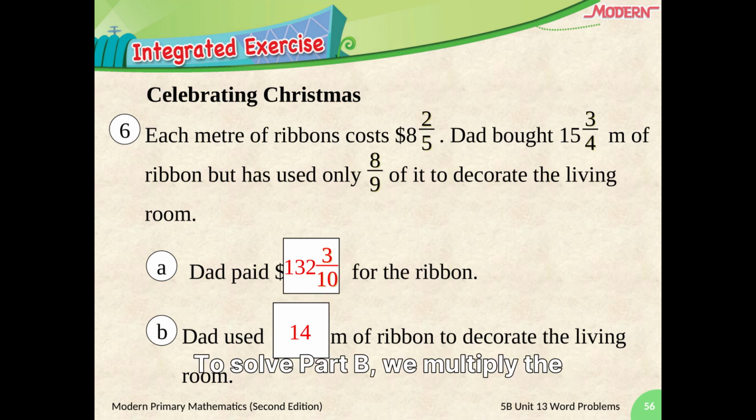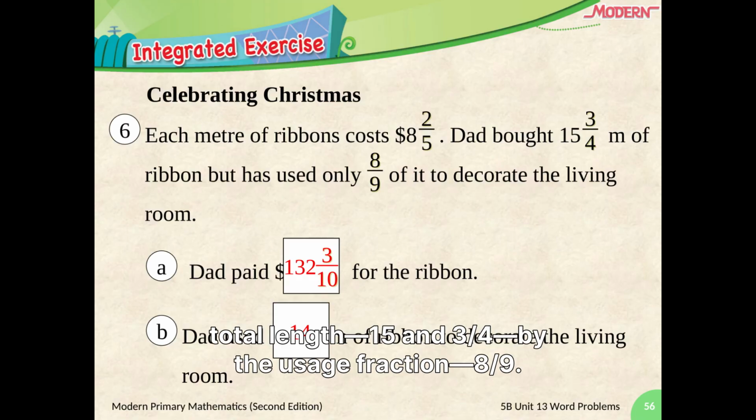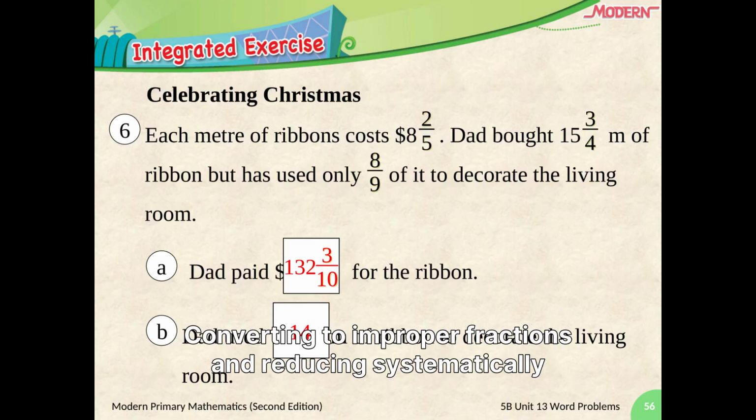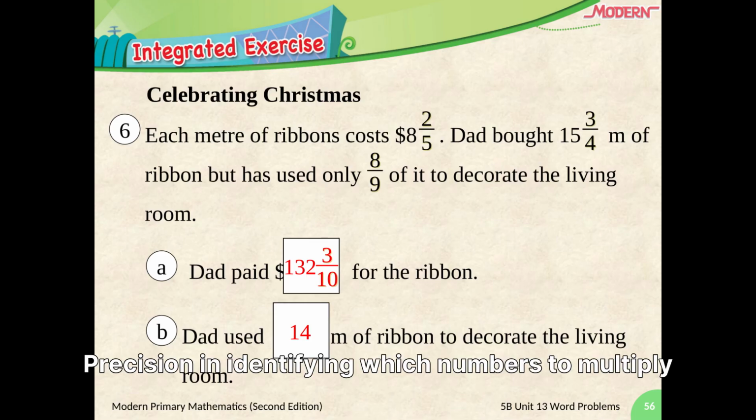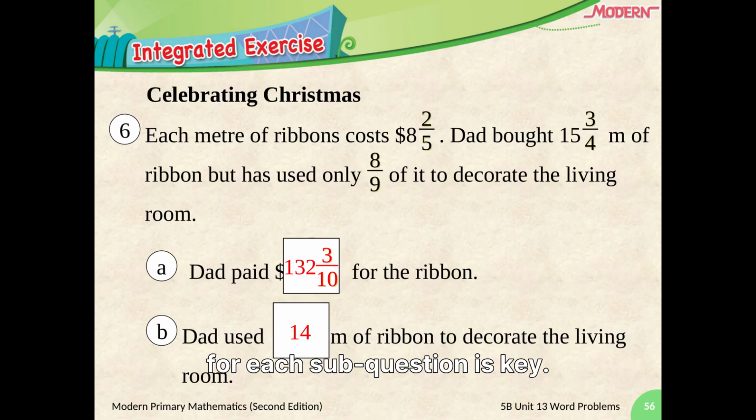To solve Part B, we multiply the total length, 15 and 3/4, by the usage fraction, 8/9. Converting to improper fractions and reducing systematically reveals that Dad used exactly 14 meters. Precision in identifying which numbers to multiply for each sub-question is key.